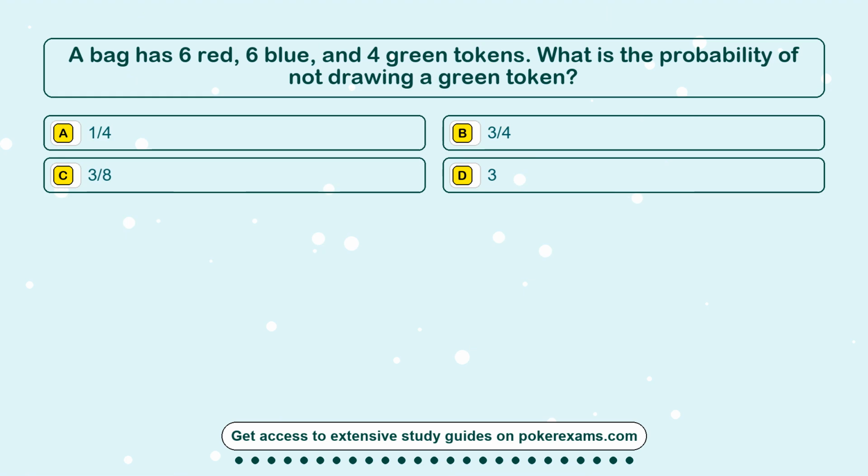Question 22. A bag has 6 red, 6 blue, and 4 green tokens. What is the probability of not drawing a green token? Option A 1/4. Option B 3/4. Option C 3/8. Option D 3.